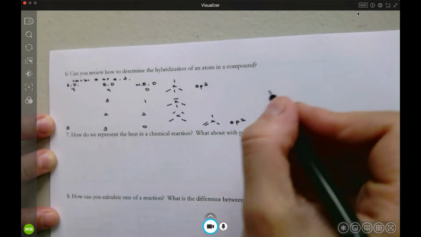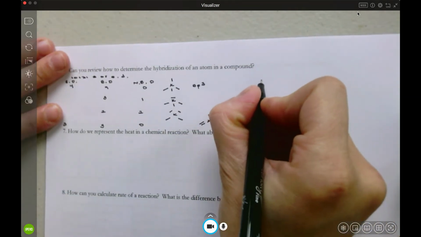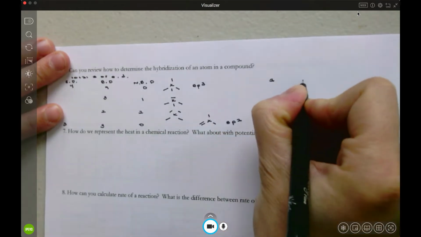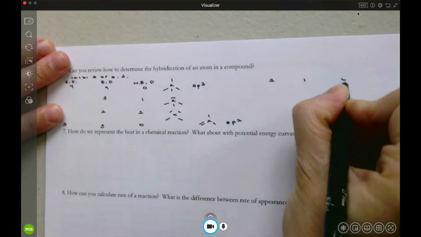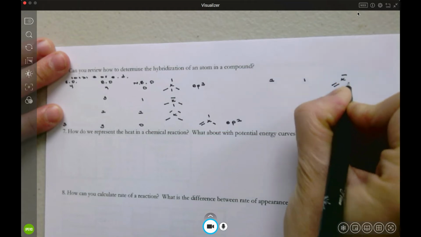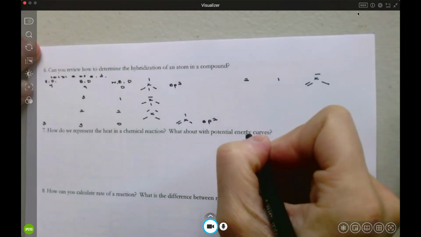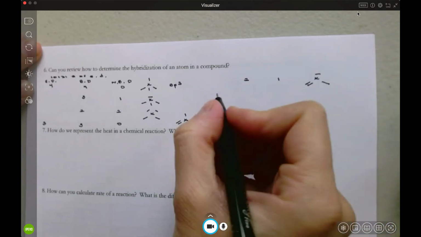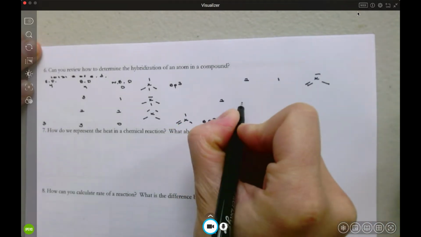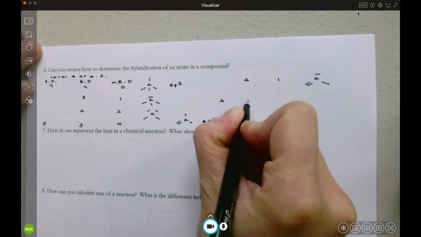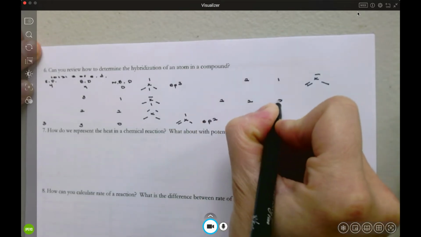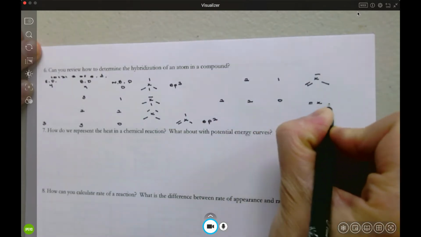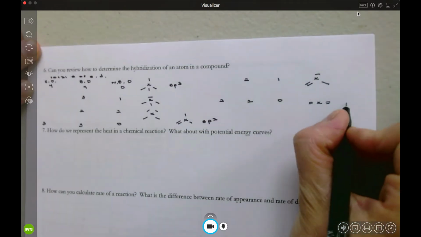If it has 2 bonding, 1 non-bonding, it would look something like this. Again, it's going to be sp2. You have 1, 2, 3 total electron domains. If you have a total of 2 electron domains, in all likelihood you'd have 2 bonding, 0 non-bonding, so it would look like this, and that would just be sp.